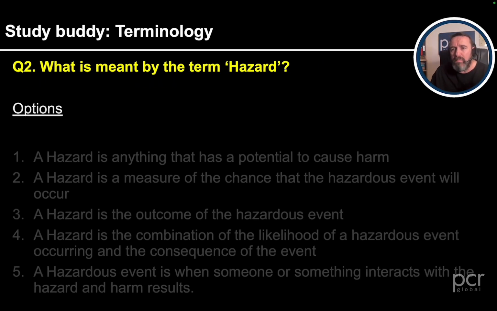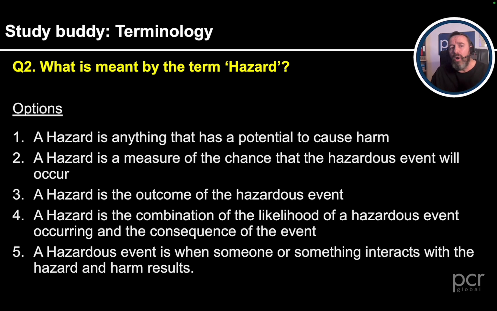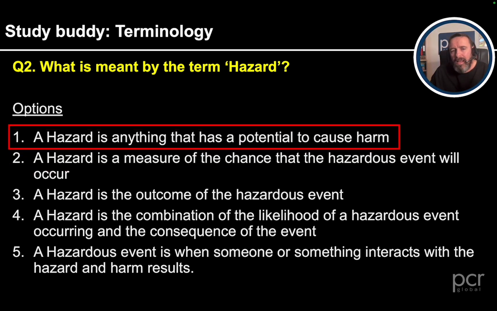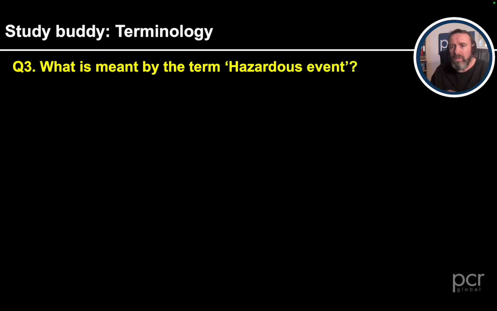Hazard. So what do we mean by the term hazard? If we look at some of the options we've got there: anything that's a potential to cause harm; a measure of the chance that the hazardous event will occur; the outcome of the hazardous event. You can read 4 and 5 for yourself. So what do you think that is? A hazard is anything that has a potential to cause harm. Again, I must reiterate that this is dependent on any of the courses that you're on and the specific terminology.